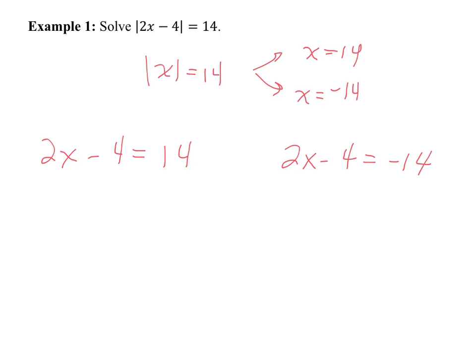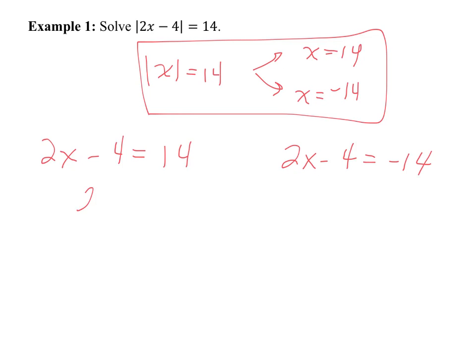The same way we would separate that original statement up here, we would separate the equation down below. And now what we have to do is solve. Remember, absolute value means it's 14 units away from the origin. So it's either at positive 14 or at negative 14. Either way, that's 14 units away from the origin.